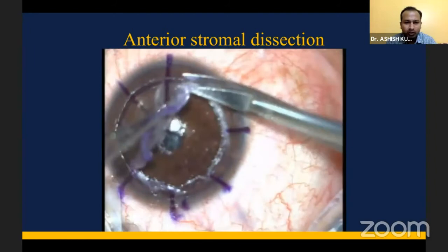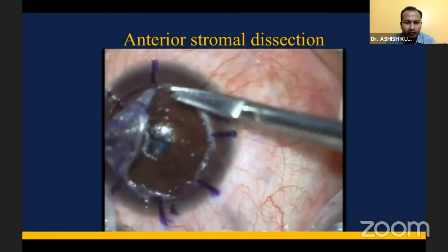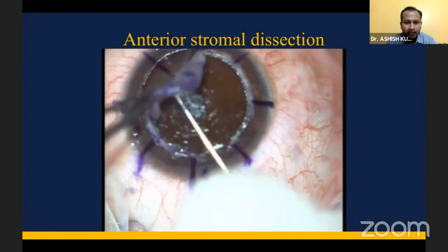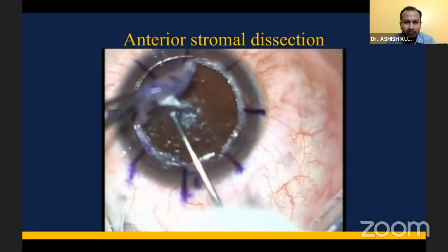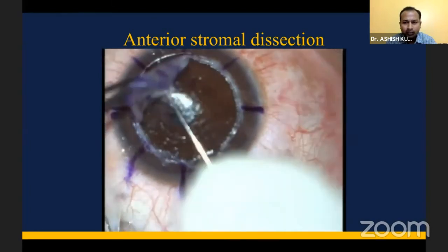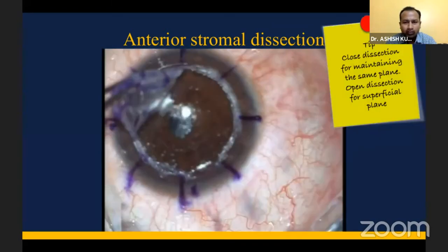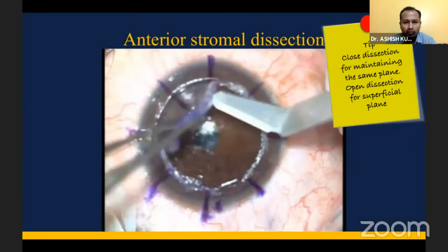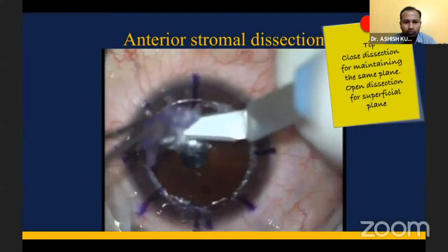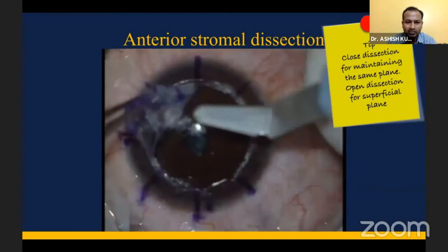And these are small mini scissors where you cut at the graft-host junction. Then again, a superficial dissection here with the open flap. So the tip would be, if you want to maintain the same plane, do a closed flap. And if you want to do a superficial dissection, do an open flap dissection.